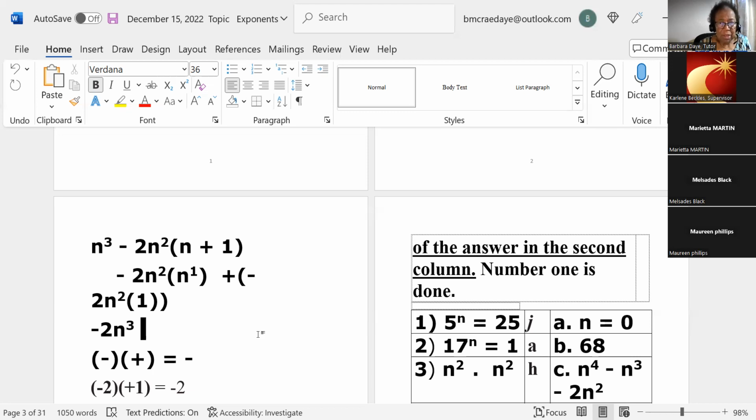Okay, 6 times 1 is what? 6 times 1 is 6. Okay. 6n times 1 is what? No. 6 times 1 is 6. 6n times 1 is 6n. 6x times 1 is 6x. You get the same expression.